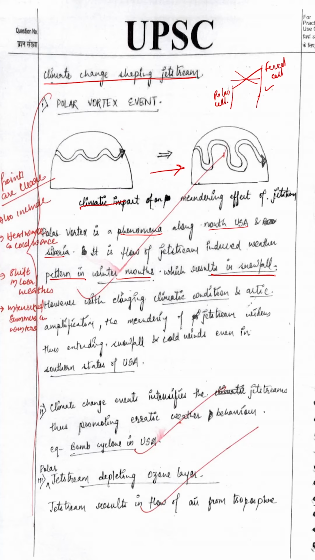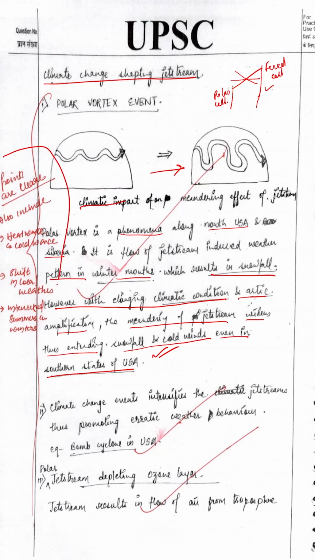For example, how the jet streams get affected because of climate change: the change in temperature, the change in the pressure gradient, the change in the moisture content can also be added. Okay, the change in the air mass conditions. So this should be added here. Now, with the changing climatic conditions and Arctic amplification, the meandering of the jet stream widens, thus extending snowfall and cold winds even into the southern states of the USA. So this condition is being provided.